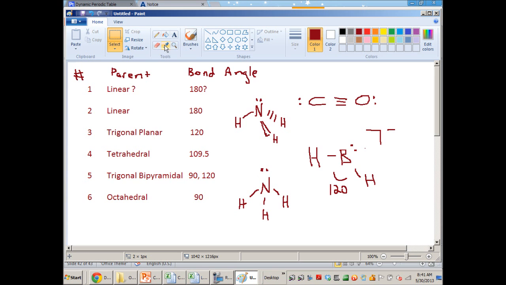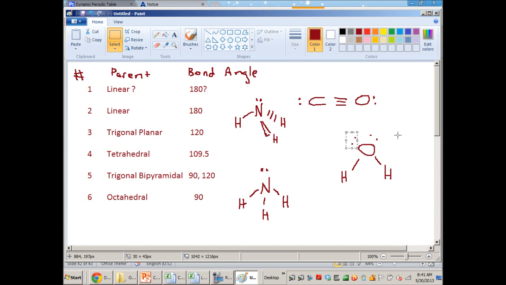Okay, what if we had water? So here's the Lewis structure for water. Oh, let me get rid of this boride thing. All right, so here's the structure for water. O, H, H. How many places do you find electrons around water? 4 places. 2 places are bonds. 2 places are lone pairs.